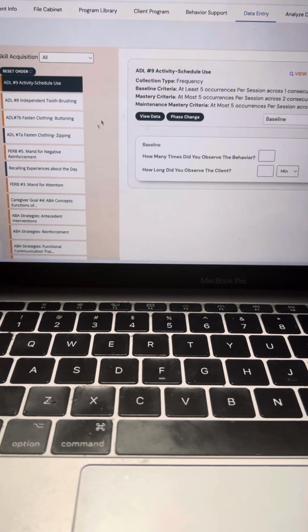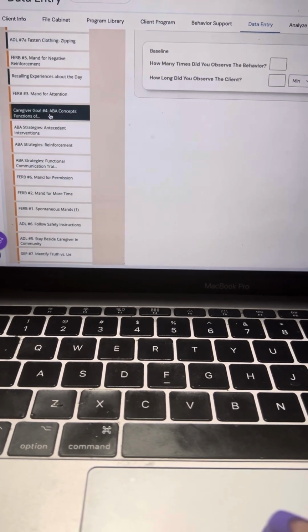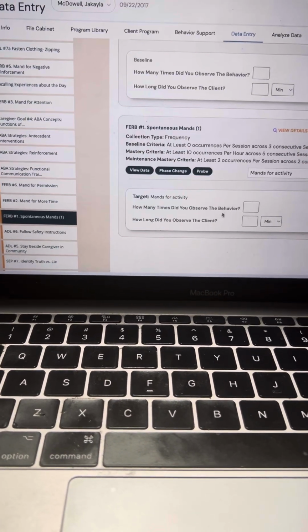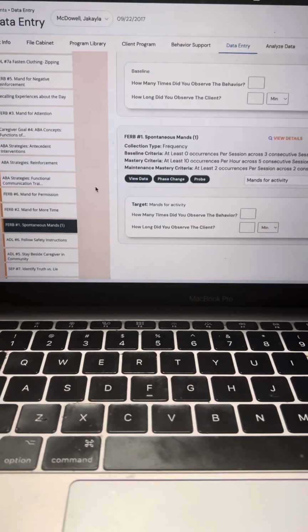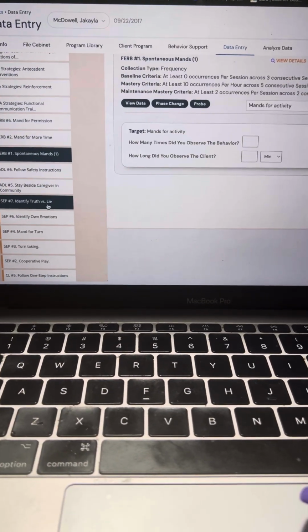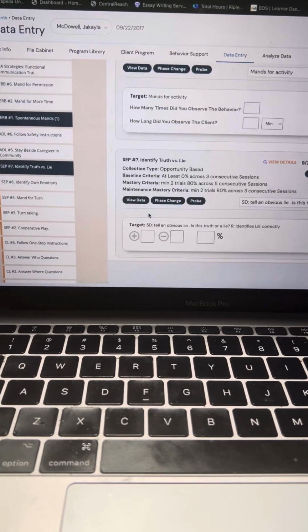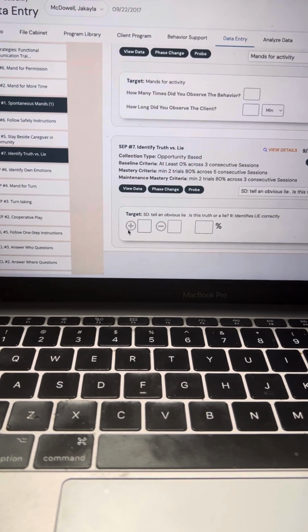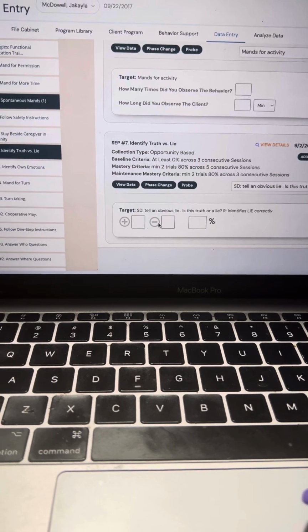So a typical session is run, and I click on the programs, and for example, spontaneous mand, I put the frequency and how long I observed the client, and one of her learning targets, identifying true versus lie. It's positive or negative. Positive if she doesn't need any prompting, negative if she needs any prompting.